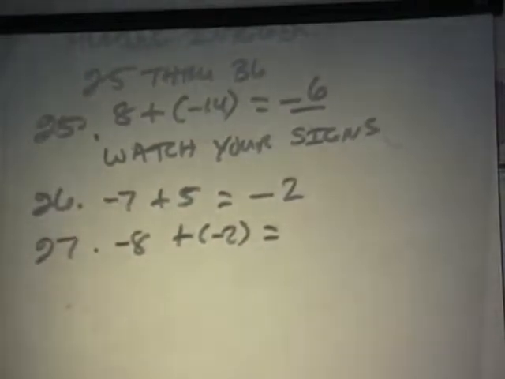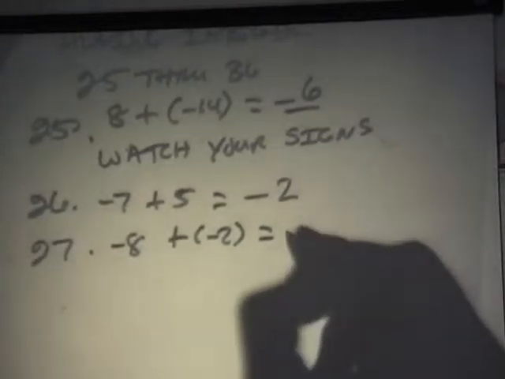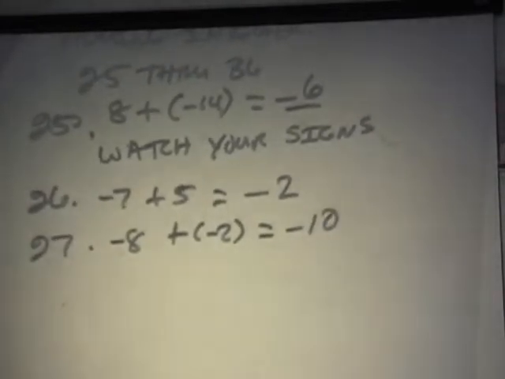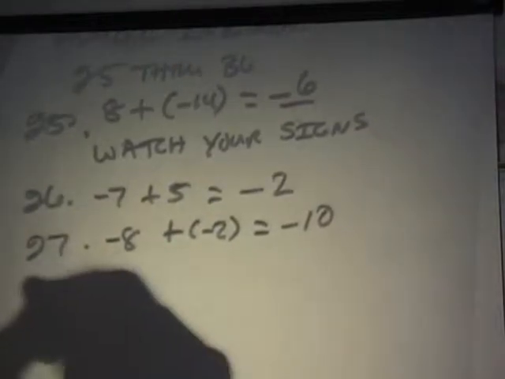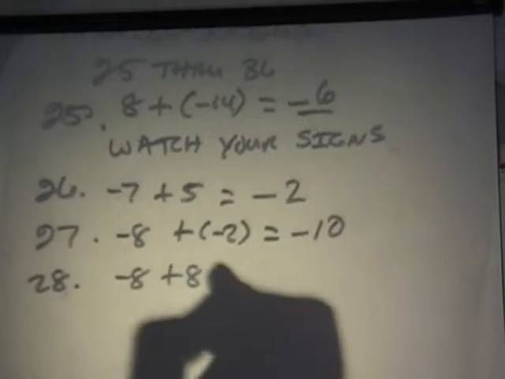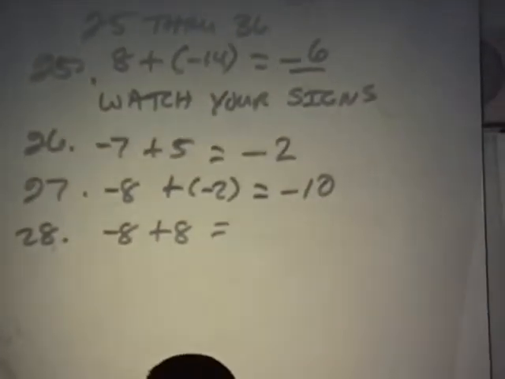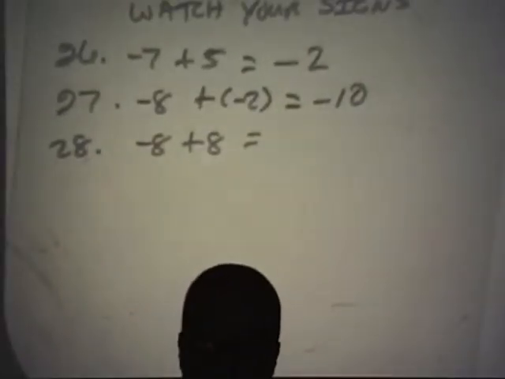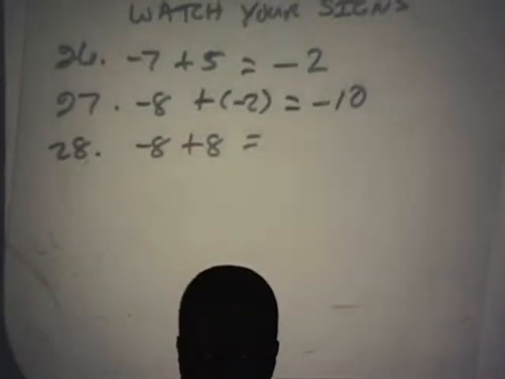Any questions? Okay, 27. Now we have negative 8 plus a negative 2. Now you're adding 8 cold cubes plus 2 cold cubes. What's going to happen? The temperature is 8 below 0. Now you go down 2 more. It's going to be a net negative 10 below 0. Very good. Let's go to number 28. We have negative 8 plus 8. Well, now you're just simply adding opposite signs that have opposite values, right?